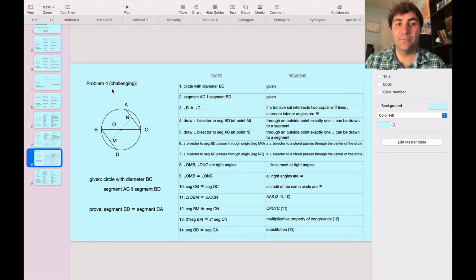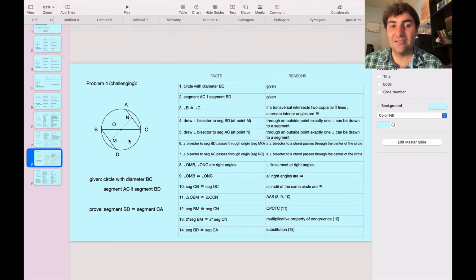If we extend the segment, we get line AC and line BD, right? So if we take BC, the segment, as the transversal, then angle C and angle B are alternate interior angles, right? Because they're in the interior region bounded by the parallel lines, and they're on opposite sides of the transversal.